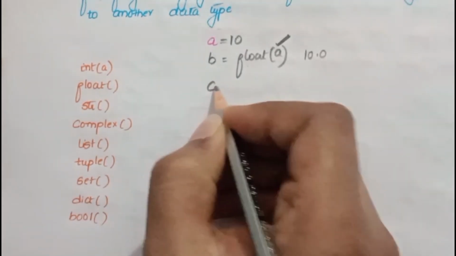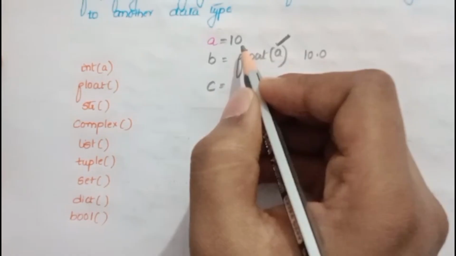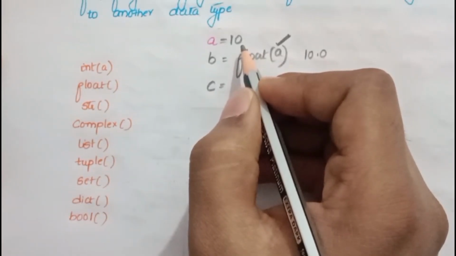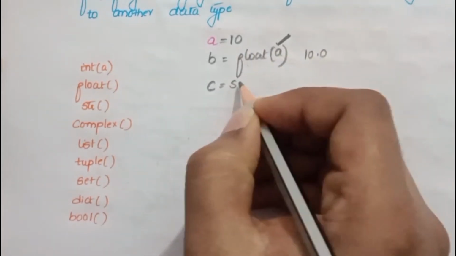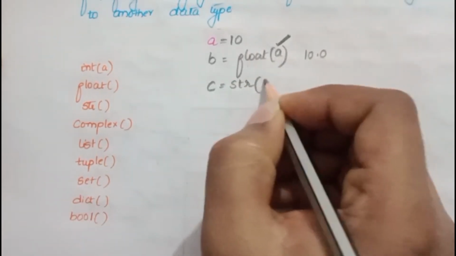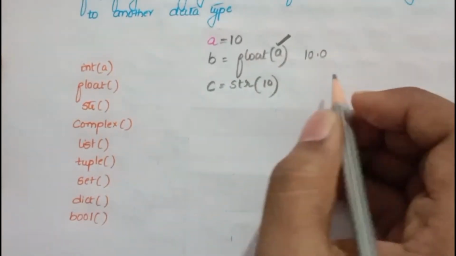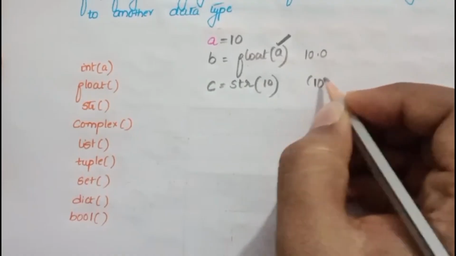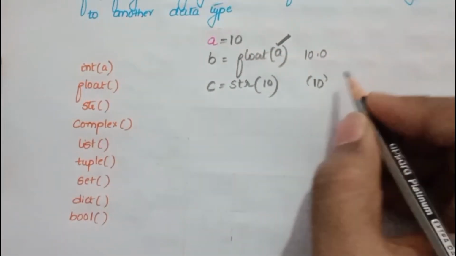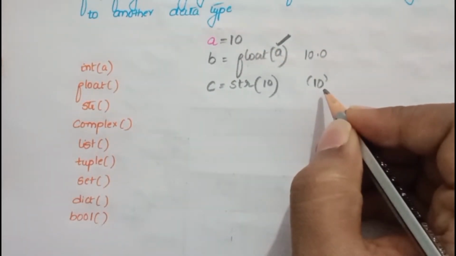Let's say you want to convert that integer 10 into the string data type. You have to write str of 10. Now c stores 10 not as an integer but as a string.